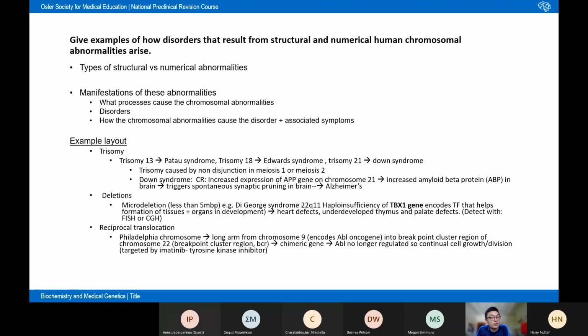Okay. So finally, on the topic of chromosomes, we'll just go over a past Part B question and how we might want to go about it. So this is an example of a question that's been thrown in the past. It's called give examples of how disorders that result from structural and numerical human chromosomal abnormalities arise.